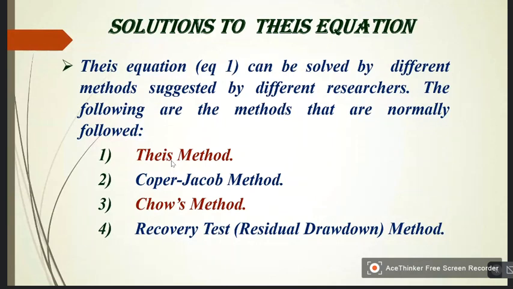And then there is another method developed by Copeland, and the third one is what is known as Chow's method, and the fourth one is a recovery test method, that is residual drawdown method. So there are relative advantages and disadvantages. Some methods are simplified, and some involve some assumptions and so on. So let us see the first method, Thies method.